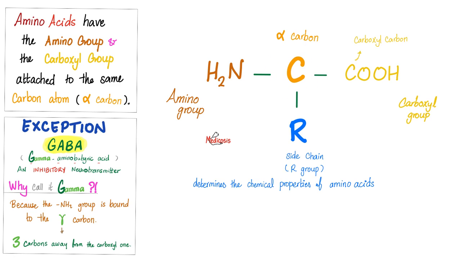Is there an exception? Of course. Every rule has exceptions. This is GABA. GABA stands for what? Gamma amino butyric acid. Say it one more time because it was so beautiful. Gamma amino. You know why we call it gamma? Because it's a gamma carbon, which is 3 carbons away from the carboxyl one. So after the carboxyl, you have alpha, and then you have beta, and then you have gamma carbon.